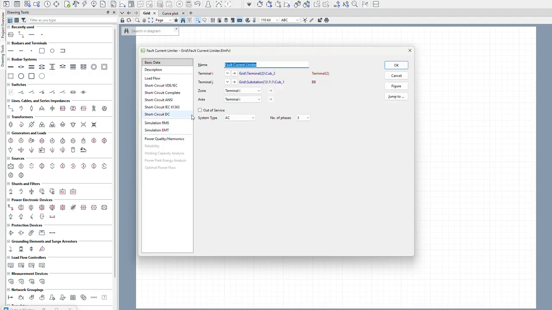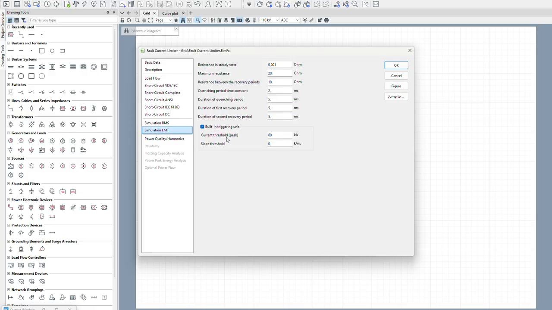Here, if you double click on the fault current limiter in the EMT simulation, because now we use the EMT simulation, we have some specifications. Here the current threshold is 60 kiloamp, for example. It says from how many kiloamp the fault current limiter, or FCL, should start working. So for example, I reduce it to, I don't know, 20 kiloamp.